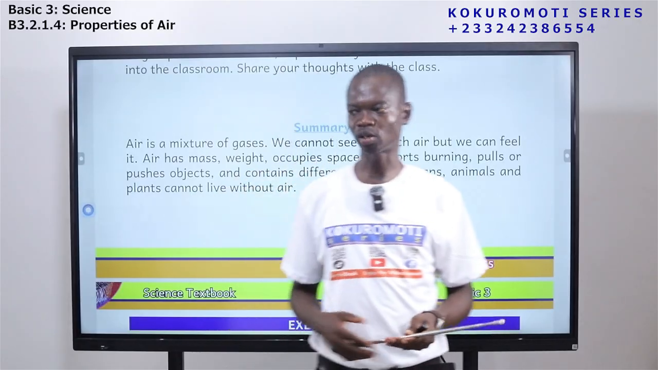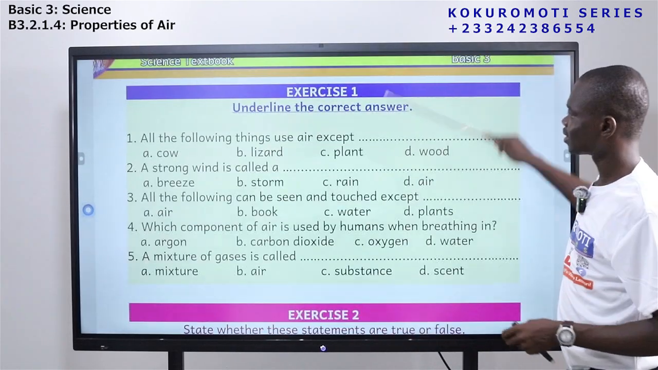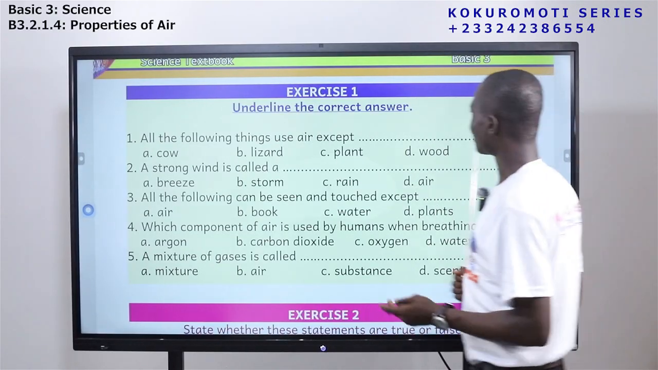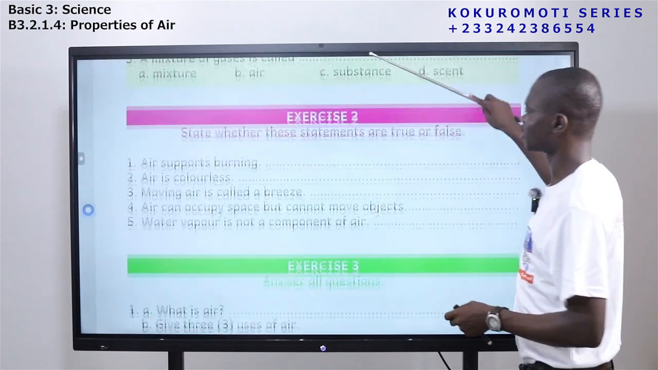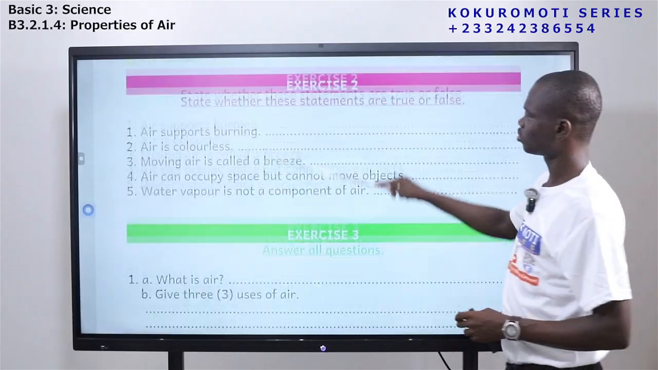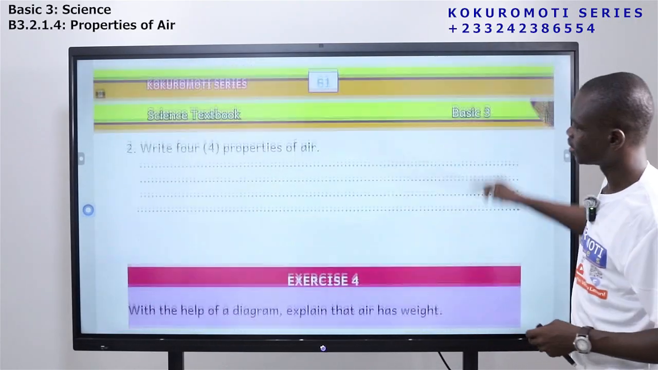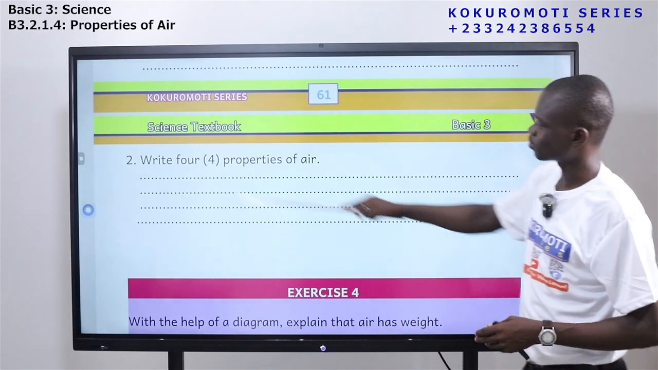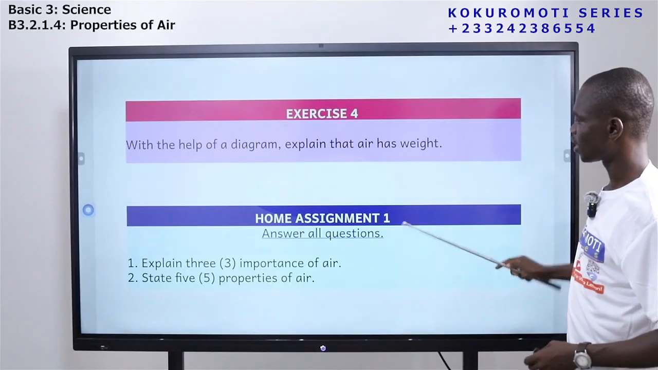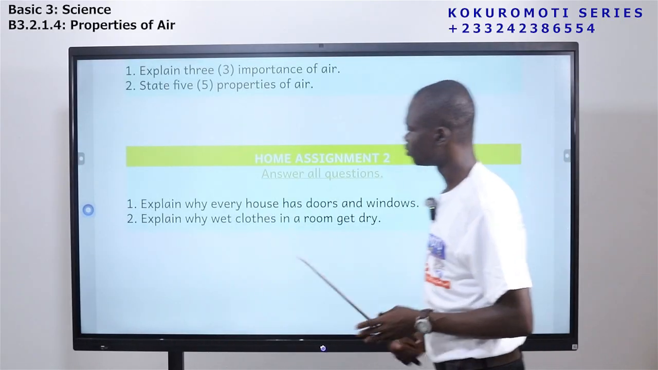We are bringing our lesson to a close, but before we close the lesson, let's look at the exercises that we have. We have exercise 1. Underline the correct answer. We have 5 questions here. Exercise 2, state whether these statements are true or false. 5 questions there. We have exercise 3. Look at the questions. This is part of the exercise. Exercise 4 is here. We have home assignment 1, and then we have home assignment 2. Now, let me read the 2.